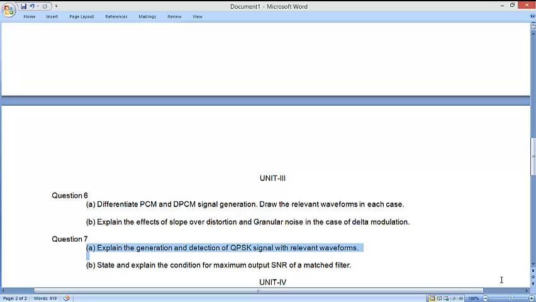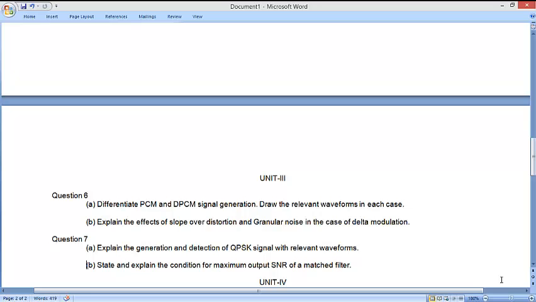Moving on to the next question, explain the generation and detection of QPSK signal with the relevant waveform. Here you have to draw the block diagram. The input binary sequence is first converted to bipolar non-return to zero line format, and then the demultiplexer divides the odd and even bits into two different sequences. These odd and even sequences are then modulated by quadrature shifted carriers and added to give the final QPSK signal. For the complete process you can illustrate it using waveforms. For that you can refer to the book.